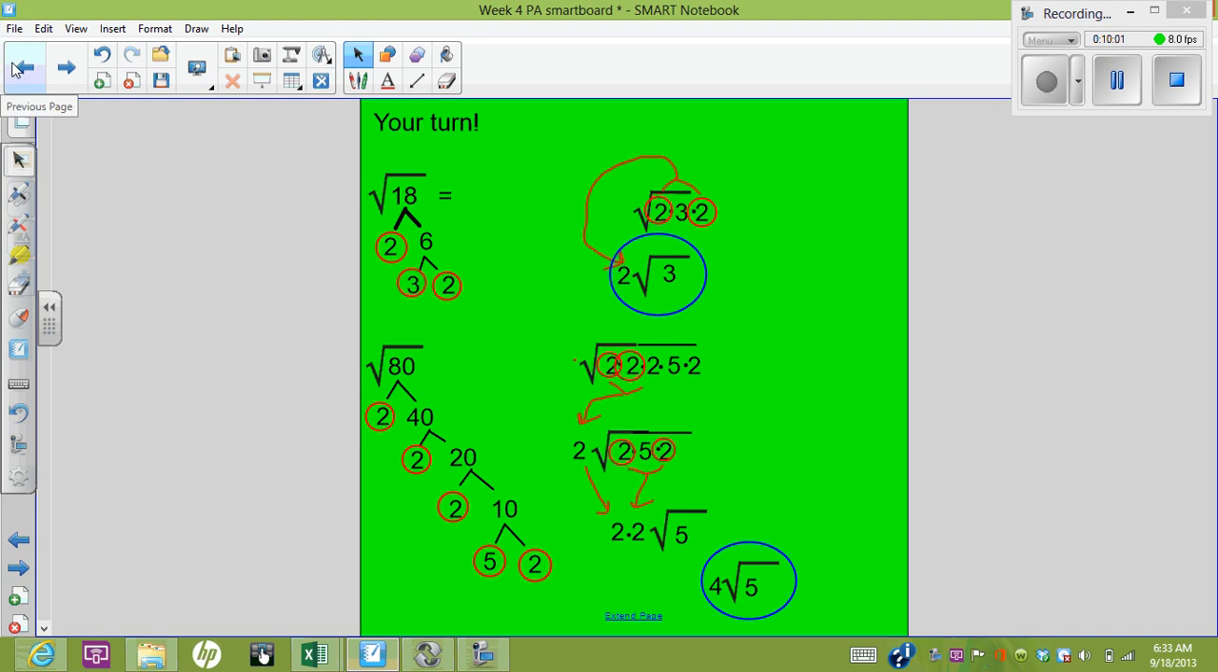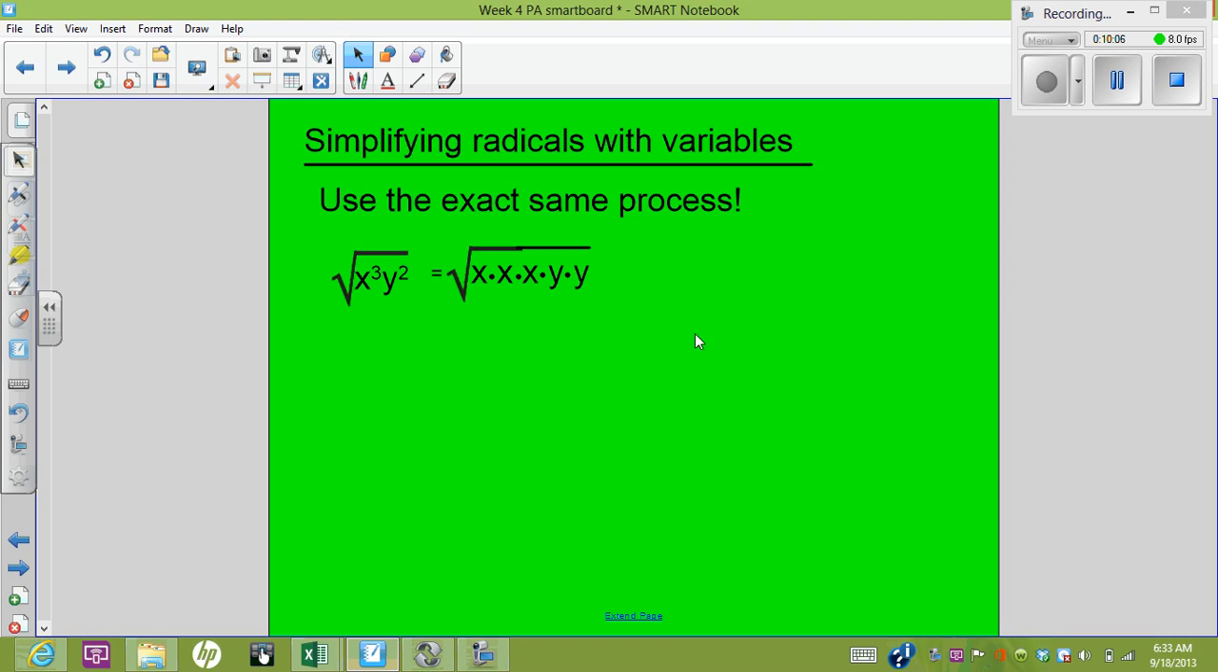Keep working at it, and we'll do lots of practice on these questions in class tomorrow. Okay, now one more topic that I want to talk about, and this is where it gets really fun and really cool. I love this part of math, when we start throwing in variables and when we start dealing with algebra.